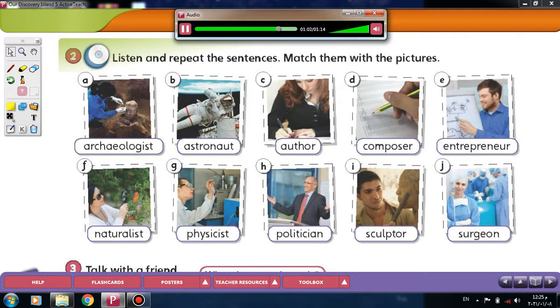Exactly, and please don't get confused between sculptures and sculptors. Sculptors are people who do lots of sculptures. Okay, like for example, the sculptor.